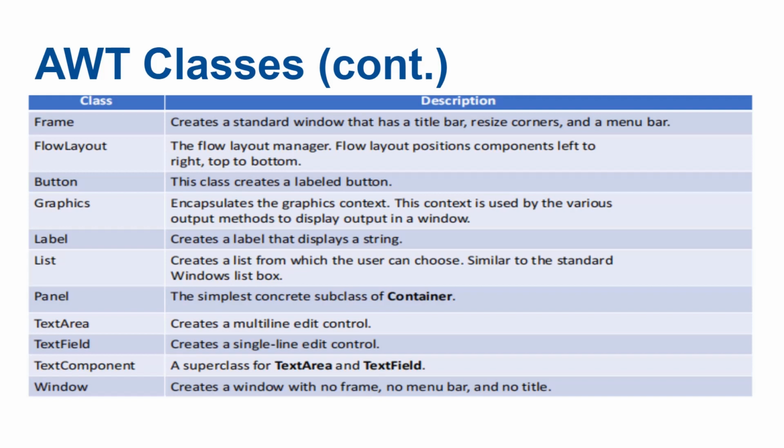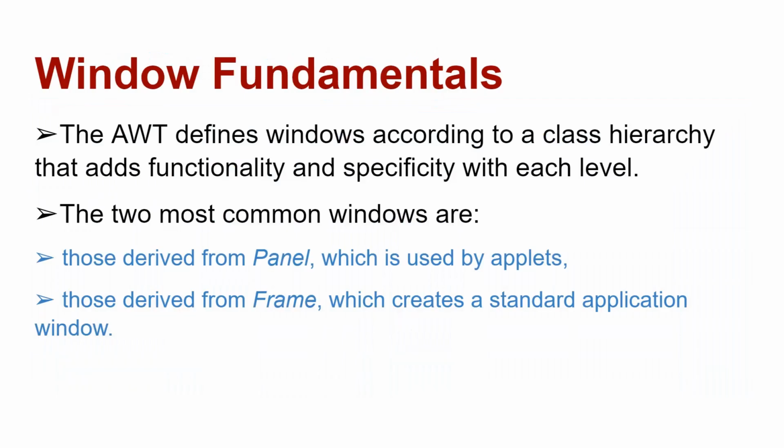Which types of classes come under AWT? So we know here Frame, FlowLayout, Button, Graphics, Label, List, Panel, TextArea, TextField, TextComponent, and Window are all the classes which we use in AWT for designing GUI. Okay, so window fundamentals: the AWT defines windows according to a class hierarchy that adds functionality and specificity with each level. The two most common windows are those derived from Panel, which is used by applets, and those derived from Frame, which create a standard application window.